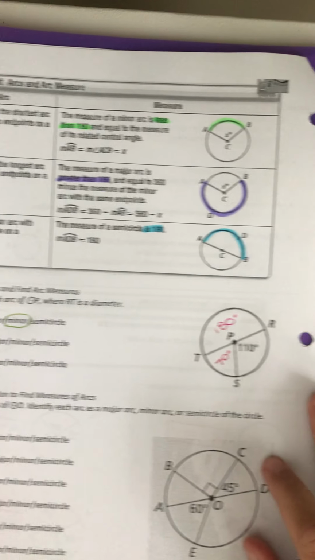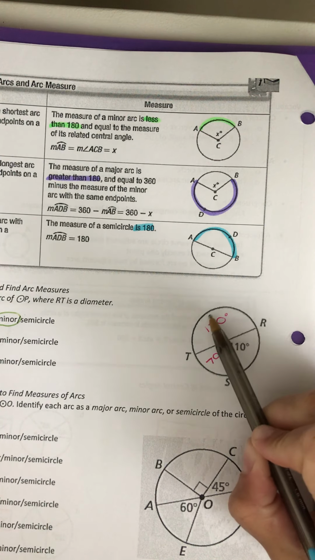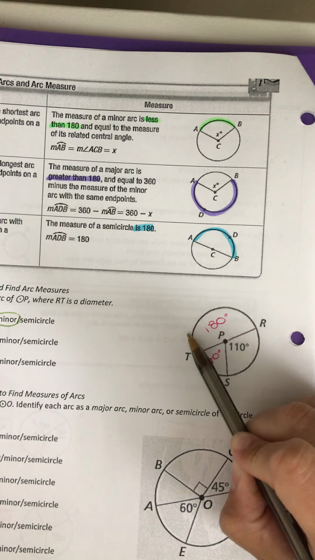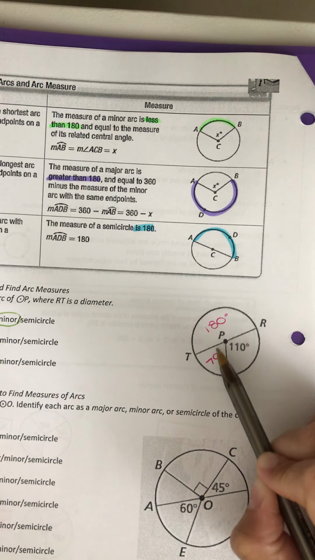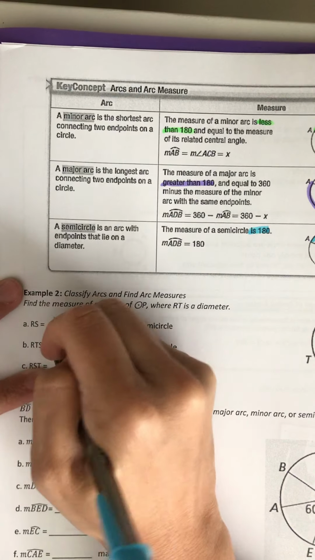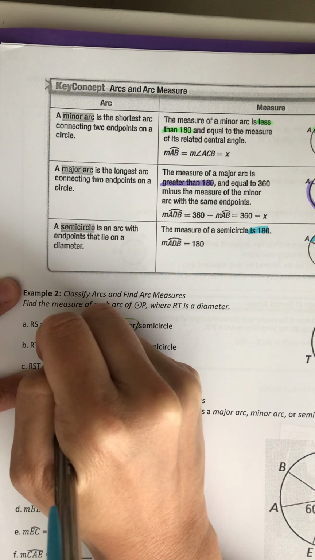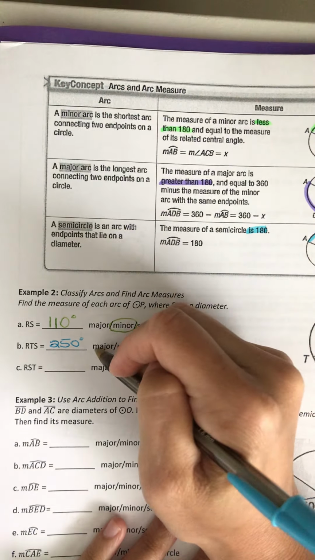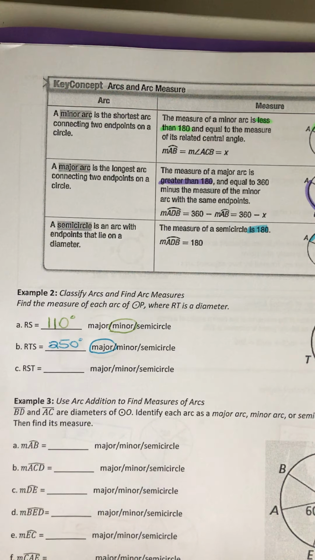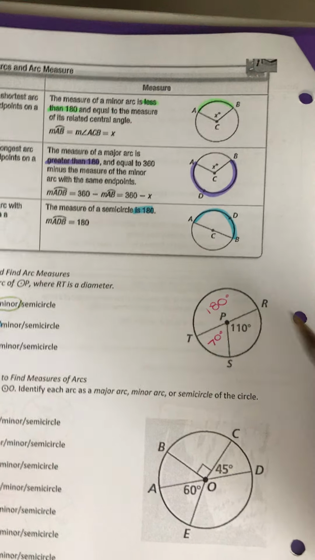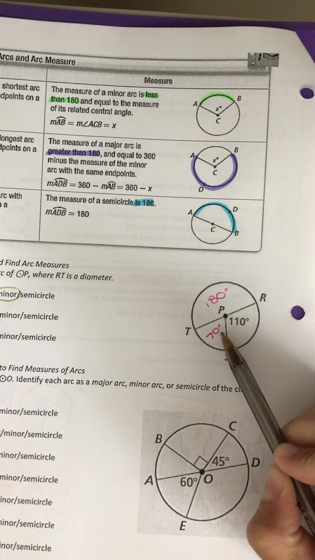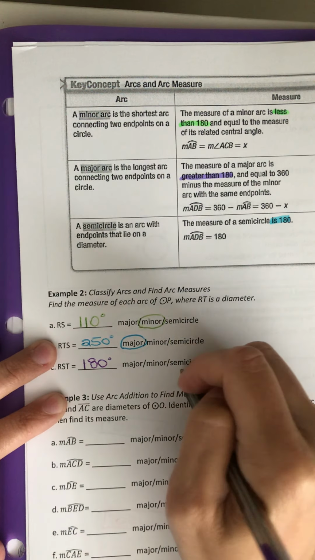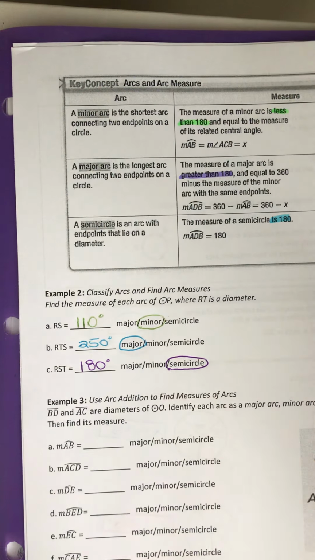The next one is RTS. So I'm starting at R. I have to go to T before I go to S. I can't go RST. R to T to S. So I'm going to add 180 plus 70 to get 250. Since that is greater than 180, that is a major arc. The next one is RST, so 110 and 70 is 180, which is equal to 180, so it is a semicircle.